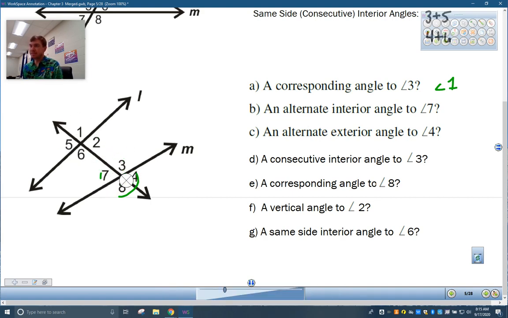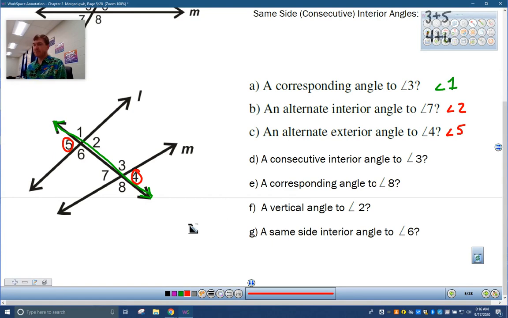Alternate interior to angle 7. Here's the transversal, which I hadn't identified in the first example, but we want to be on opposite sides of that, but in the interior and from different groups. So here's 7. It would be angle 2. An alternate exterior angle to angle 4. Same idea, except now we are on the outside. Angle 4 and angle 5 are exterior.